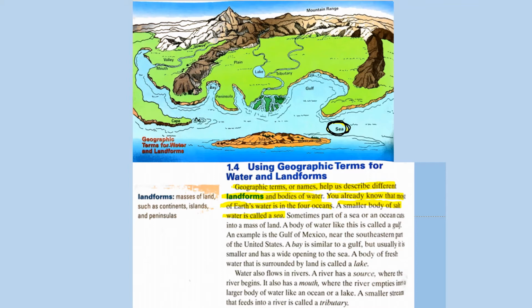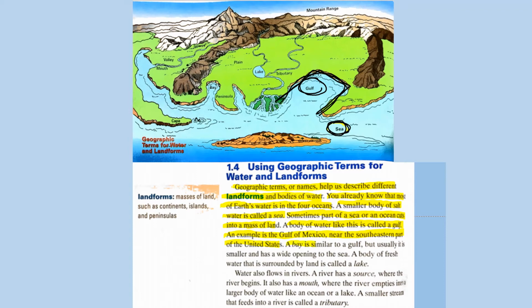Sometimes part of a sea or an ocean cuts into a mass of land. A body of water like this is called a gulf. An example is the Gulf of Mexico near the southeastern part of the United States. Well, here is a gulf, and of course in the United States we have the Gulf of Mexico. And if you look at this, it has land on three sides. If this was a rectangular shape, a gulf has land on three sides.